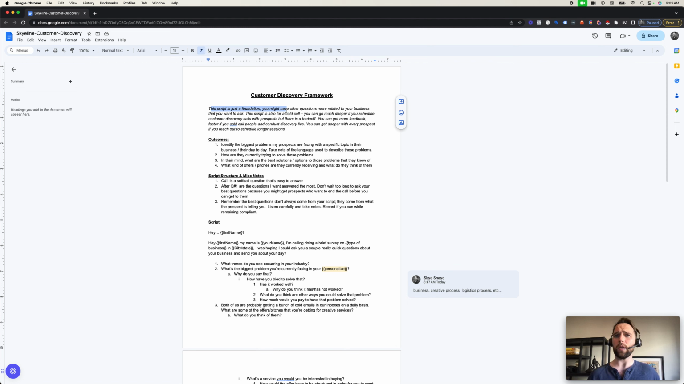So this is somewhat short. I'll go over the structure in just a second, but the biggest thing to keep in mind is that you might get shut down on some of these. So the structure of the call is important to try and get people in the mode of answering your questions, but also making sure that you front load some of the most important questions.